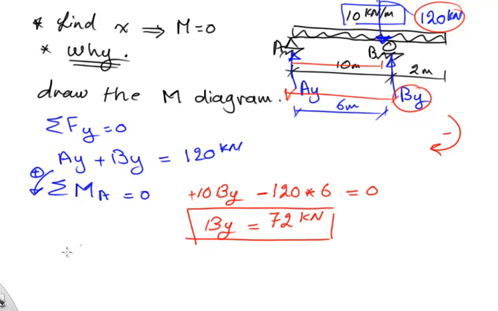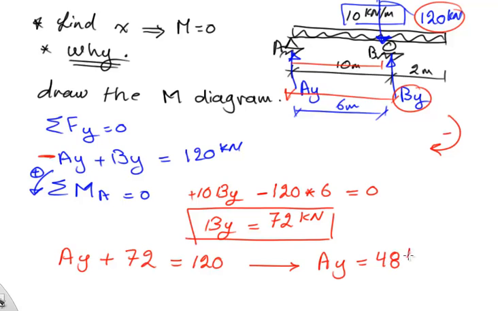Now from this By, I can get Ay, because I know that Ay plus By from this equation, with 72 here, should equal 120, and that leads me to a value of Ay equal to 48 kilonewtons. We've done these kinds of problems a couple of times now. I think you guys are experts in finding reactions. Okay, so let's move on.